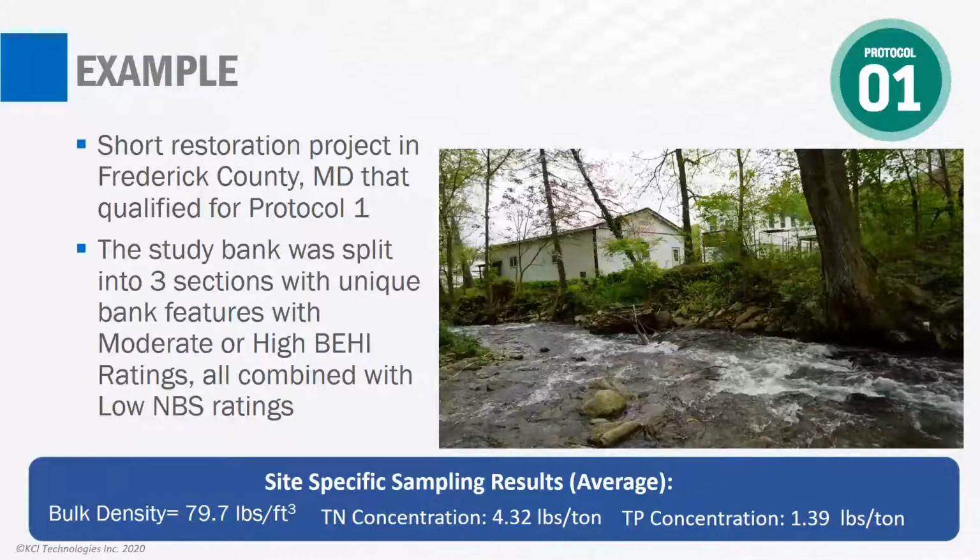So the study bank was split into 3 sections with unique bank features that resulted in moderate or high BHI ratings, primarily because of differences in surface protection and varying bank heights. And all of the study banks resulted in a low NBS. Site-specific sediment sampling was done here, and the average results resulted in a bulk density of 79.7, total nitrogen of 4.32, and total phosphorus of 1.39.